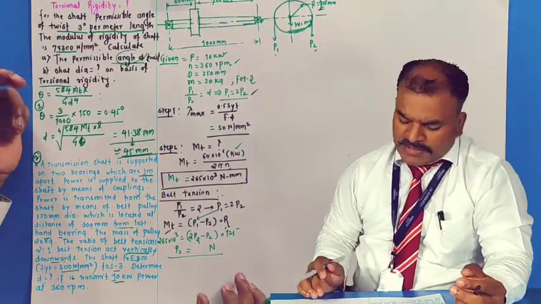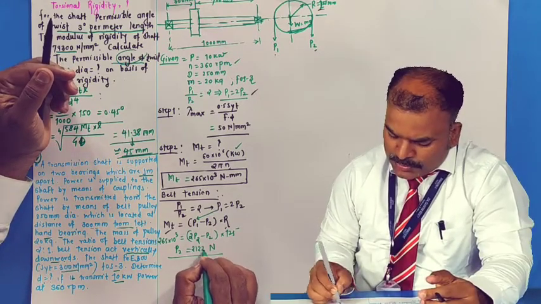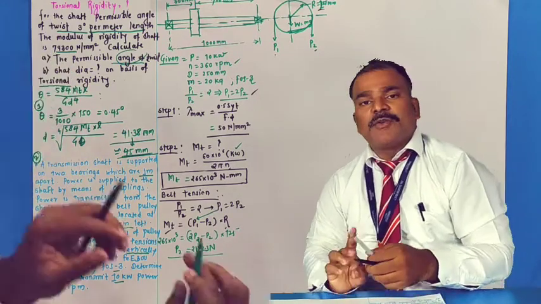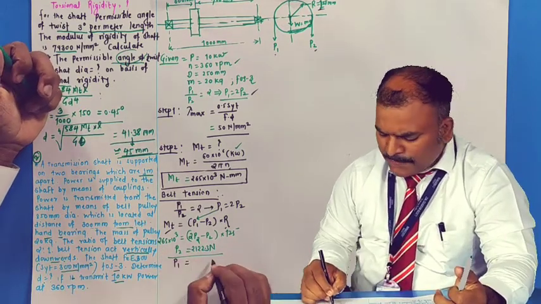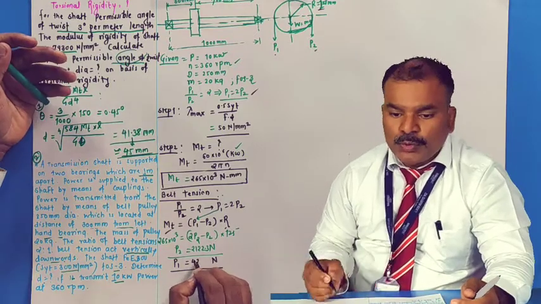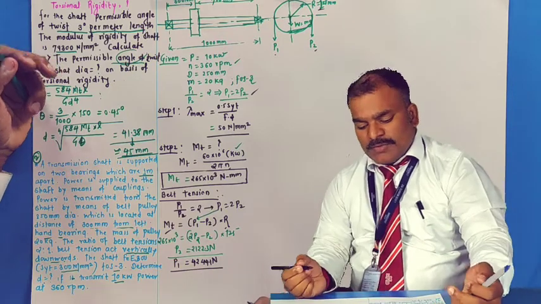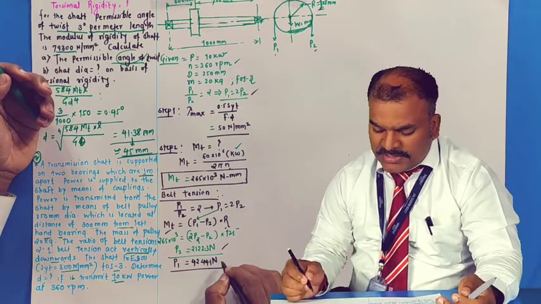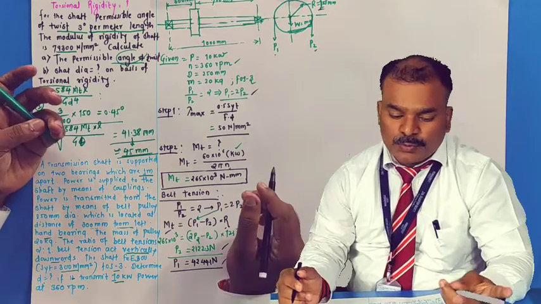Through this I will get, first of all, P2, the tension on the slack side, that is 2122.3. Just check it from your side. And by multiplying I will get the tension on the tight side, that is 4244.1. So these will be the tensions on the slack side and tight side. So that we have calculated as per our step number 2.